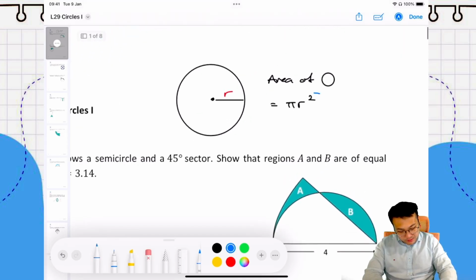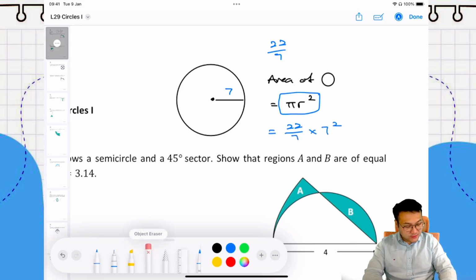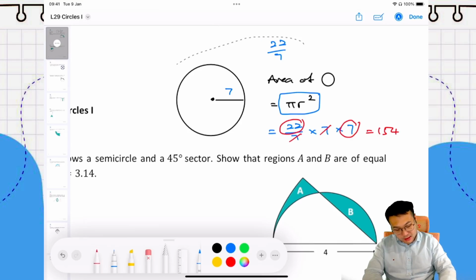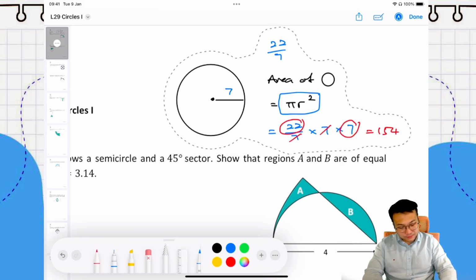So we use pi r squared. For example, let's say the radius is 7. Let's say pi is 22/7. So how do you find the area? Pi times 7 squared. What is 7 squared? That means 7 times 7. So you get rid of this and you'll have 22 times 7, which is 154. Okay? So this is how you find the area of a circle.